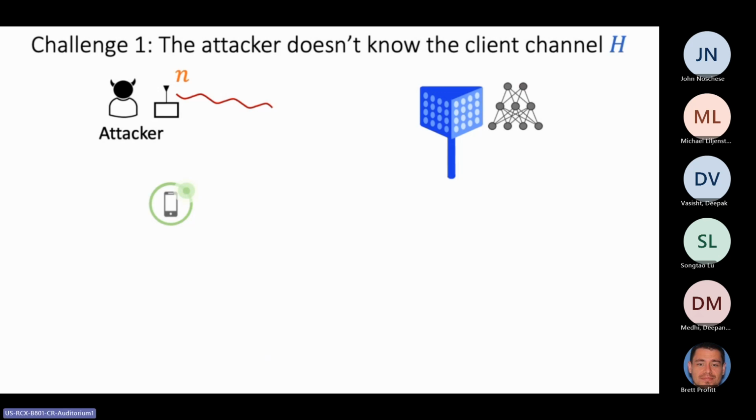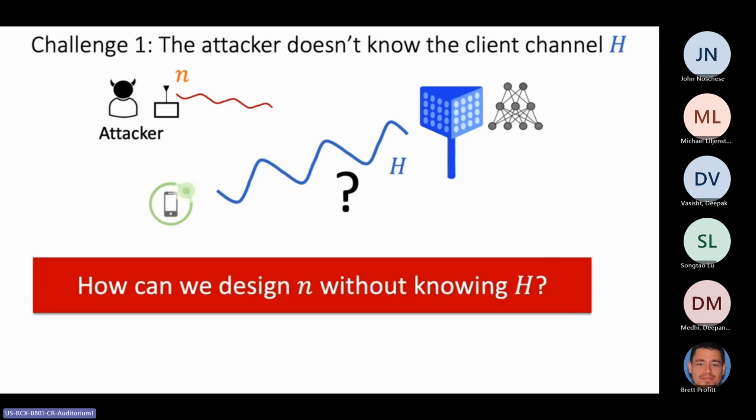So these are the challenges that are specific to wireless networks. As I said, the attacker does not know the exact value of the channel. And as a result, it has to find a way to get around that. So can we design a noise vector without knowing this channel between the client and the base station?